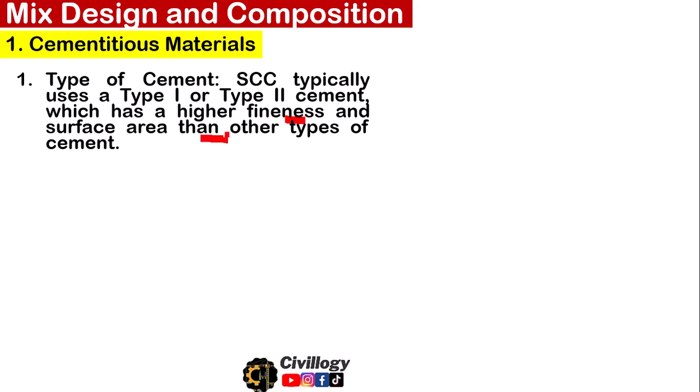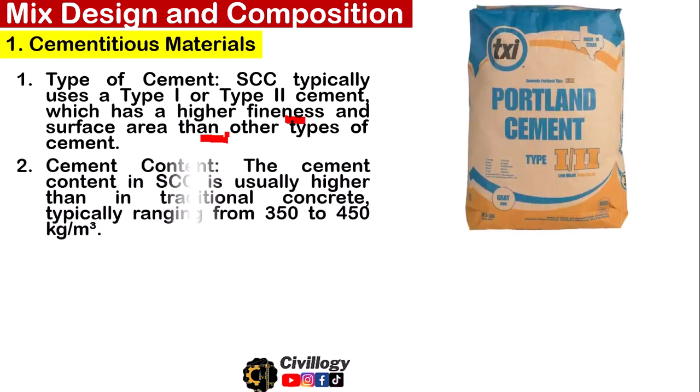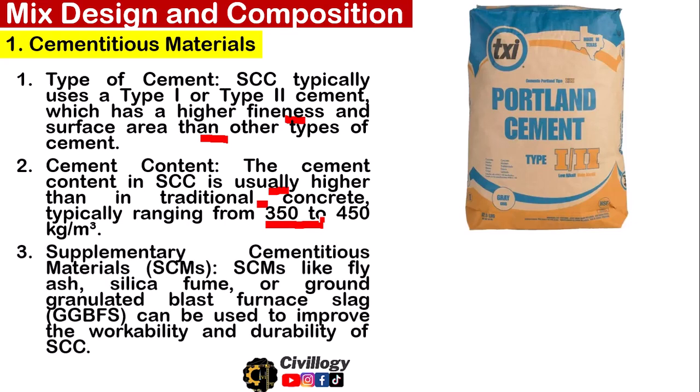So the first point which should be in your mind for making a mix design is that the type of cement should be either type 1 or type 2. Cement content: the cement content in self-compacting concrete is usually higher than in traditional concrete, typically ranging from 350 to 450 kg per cubic meter.